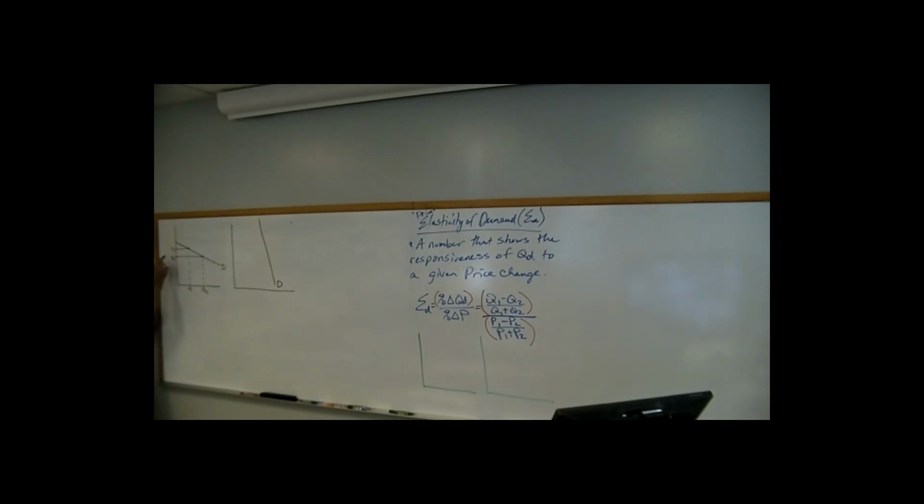And P1 is going to be $1.20. And P2 is going to be $1. So there's a drop in price going from 1 to 2. That sale price caused quantity to increase from 100 to 180. So Q1 equals 100, Q2 equals 180.